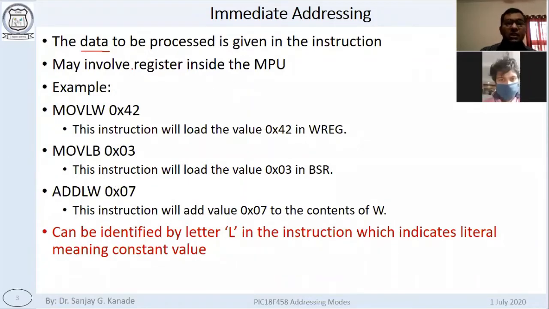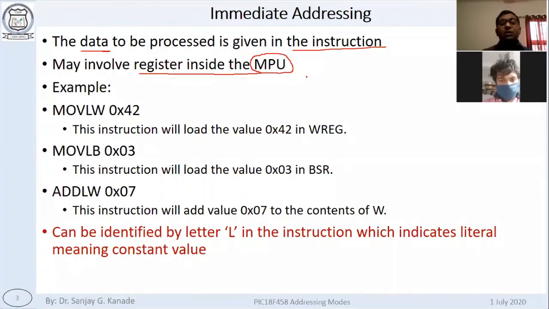So in the first addressing mode, which is called immediate addressing mode, the data that we want to process is given in the instruction itself. What I am saying, the data to be processed is given in the instruction itself, right? It may involve a register inside the MPU. Remember what I'm saying, register inside the MPU. I'm not saying register inside microcontroller. I'm saying register inside the microprocessor unit, which is part of the microcontroller.